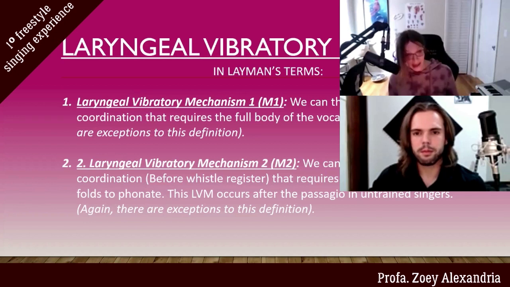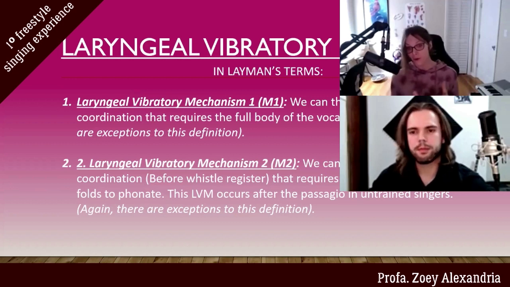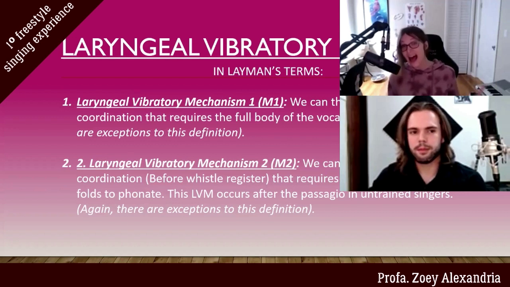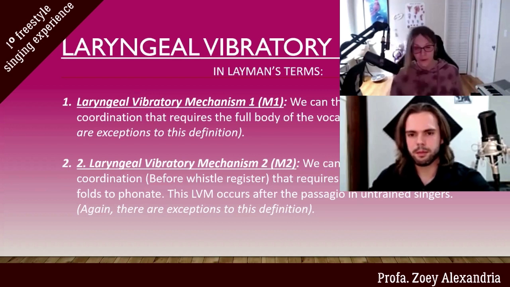M2, on the other hand, is any coordination before a whistle that requires the edges of the vocal folds to phonate. Now, this LVM usually occurs after the passaggio in untrained singers. Again, there are exceptions to this definition because the more we develop our voice, the more the passaggio is a thing of the past.